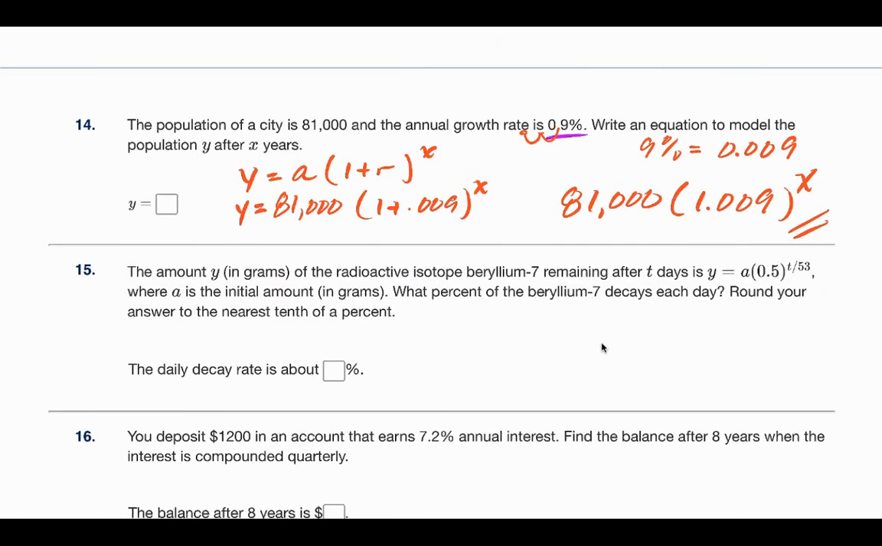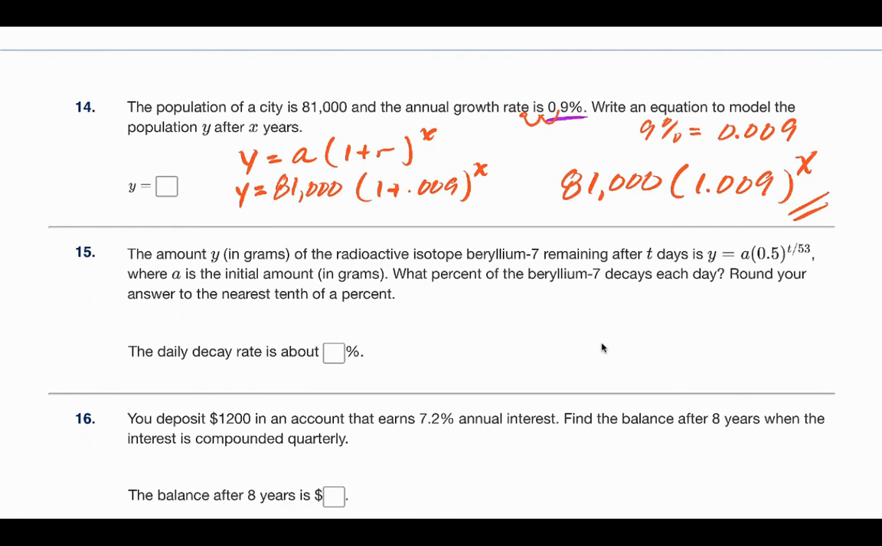Number 15, the amount y in grams of a radioactive isotope beryllium-7 remaining after t days is y is equal to a times 0.5 raised to the t divided by 53, where a is the initial amount in grams. What percent of the beryllium-7 decays each day? Round your answer to the nearest tenth of a percent.